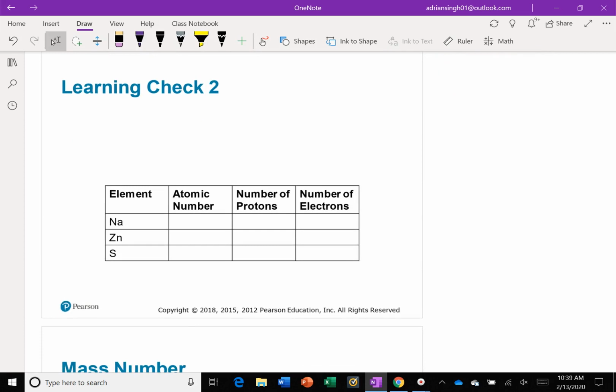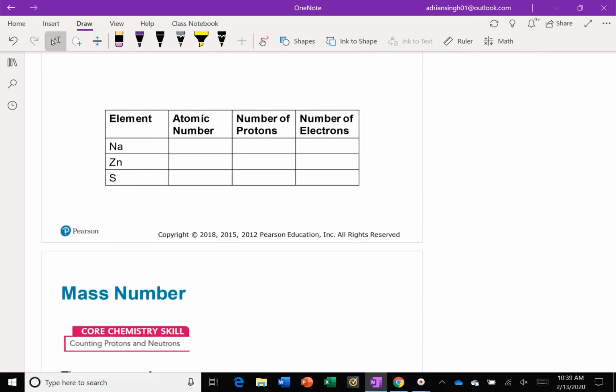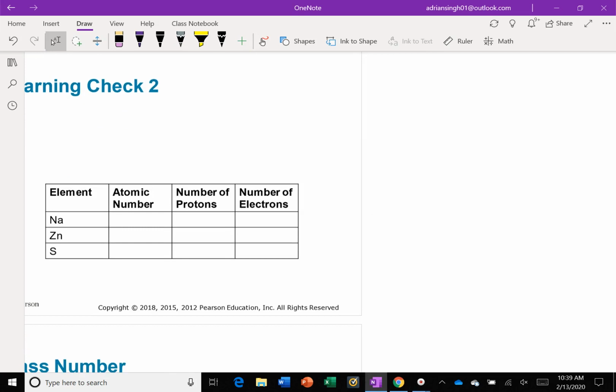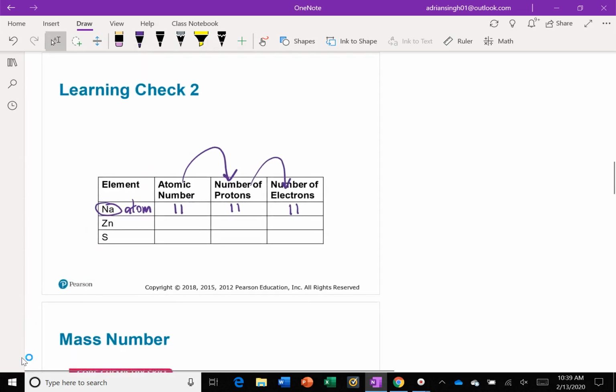So we can take a look at a couple examples, and you can use your periodic table to help you figure this out, and we'll do sodium together. So if you look on your periodic table or any periodic table and you find sodium on there, right above sodium you'll see the atomic number, which is 11. So the atomic number is equal to the number of protons, so we're going to have 11 protons, and because this is an atom, the number of protons should equal the number of electrons. So we're going to have 11 electrons in a sodium atom as well.